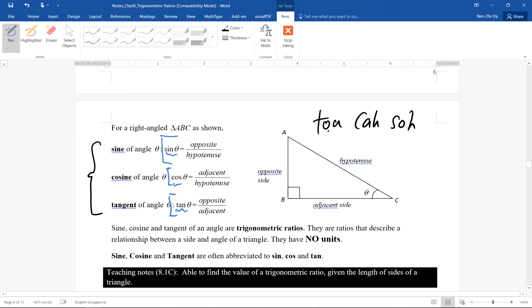So, the Hua, the T, right? Hello, please pay attention. The T stands for tangent. The O stands for opposite. The A stands for adjacent. The theta, you must remember to write by yourself. C, cosine. A, adjacent. H, hypotenuse. S, sine. O, opposite. H, hypotenuse. Using this acronym, it will help you to get the correct length. Is that clear? Write it down, then we'll move on.